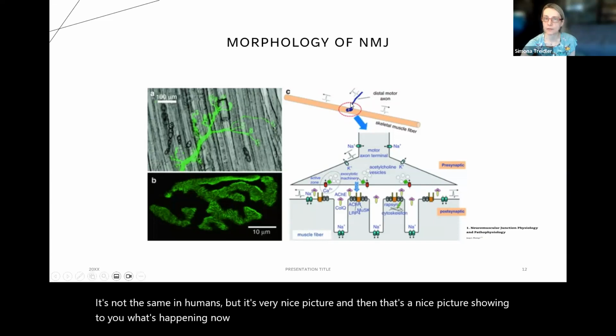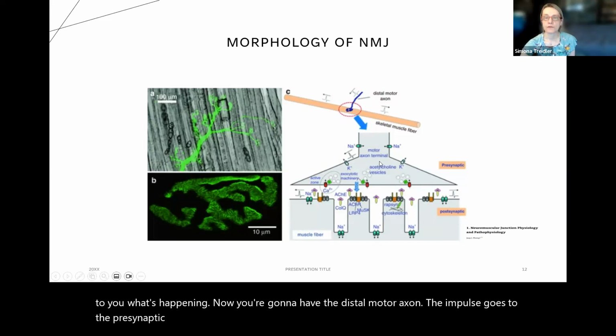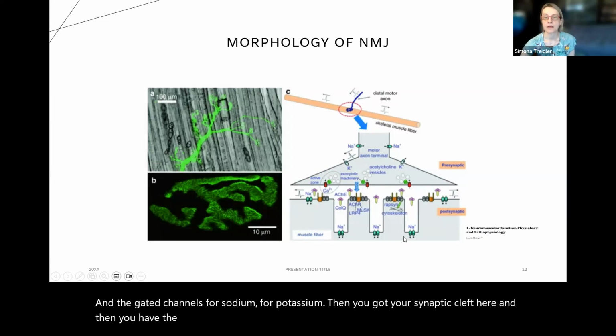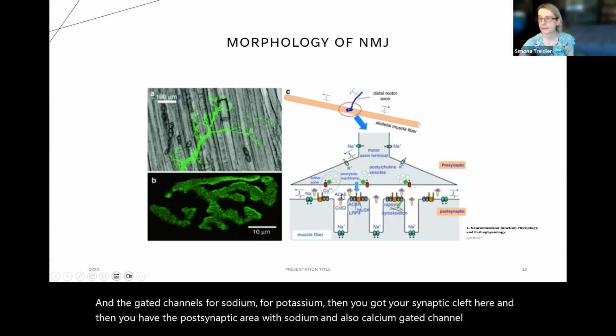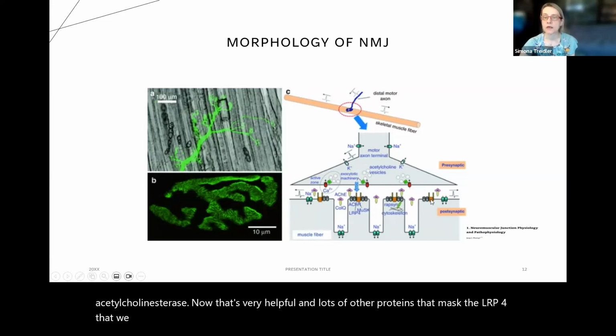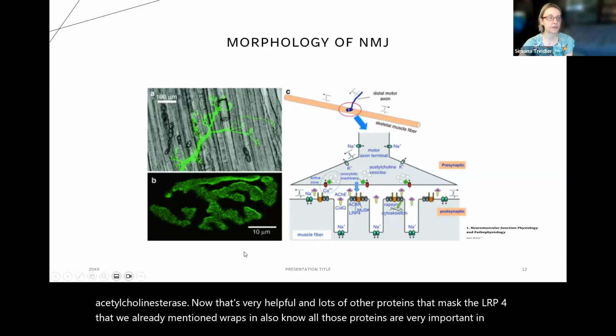Now you have the distal motor axon. The impulse goes to the presynaptic area, where you have these vesicles with acetylcholine, and lots of proteins that will help, and gated channels for sodium and potassium. Then you have your synaptic cleft here, and then the postsynaptic area with sodium and also calcium gated channels and the acetylcholinesterase. And lots of other proteins, the MuSK, the LRP4 that we already mentioned, rapsyn also. All those proteins are very important in different types of neuromuscular junction disorders.